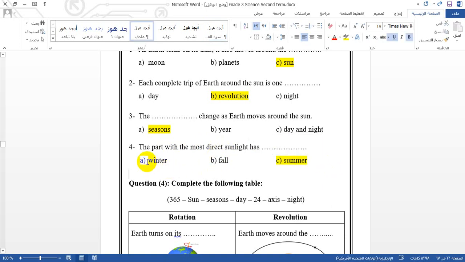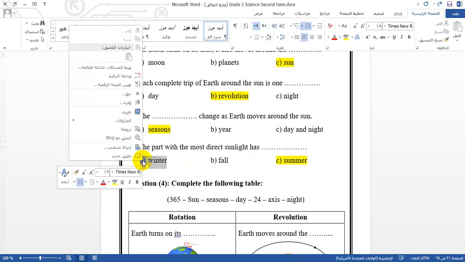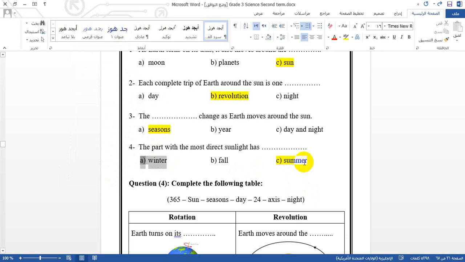Okay guys, this one is wrong. This one is not correct. I don't know why I wrote A here. Anyway, let's go to the next page. So summer is the correct answer. Question number 4.